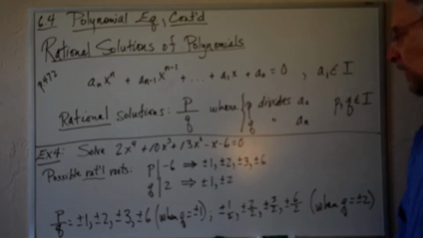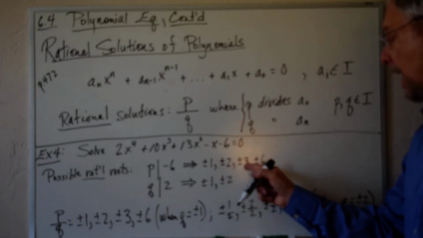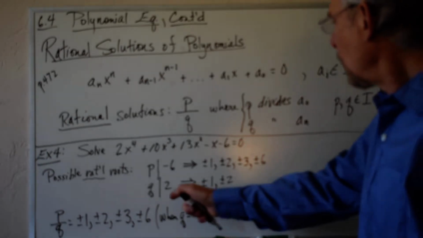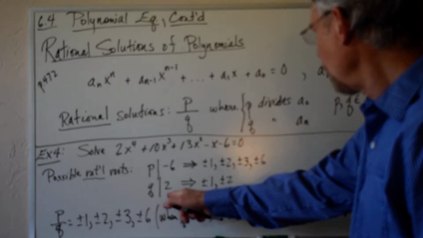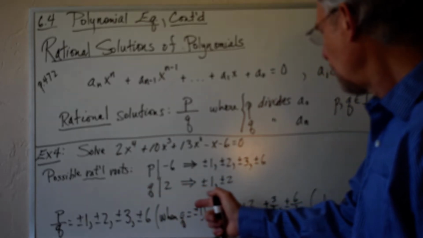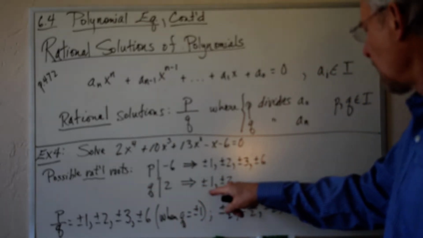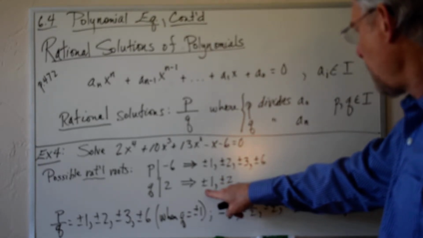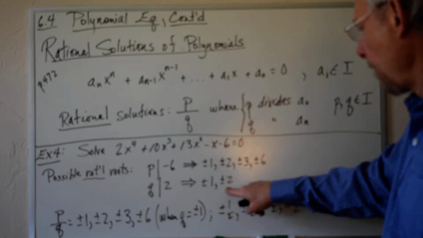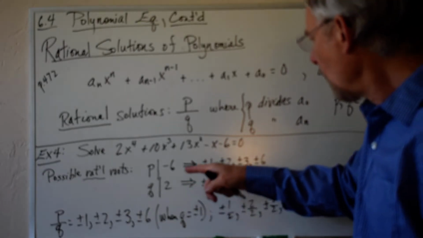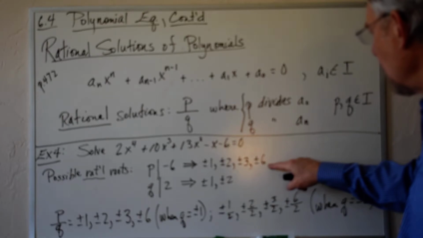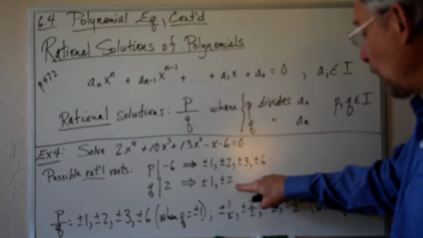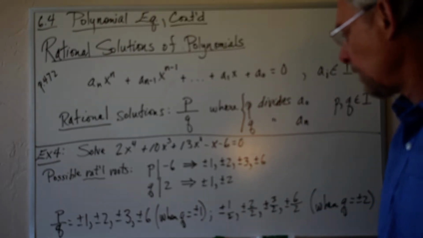No other possibilities for p. But that's enough. I mean, that's 8 integers right there that we have to check out combinations of. Q has to divide 2, right? That lead coefficient. So that means possibilities are plus or minus 1, plus or minus 2. So we have to figure out all the possible combinations between this list of 8 integers up here and this list of 4 more integers down here. That's a lot of possibilities.